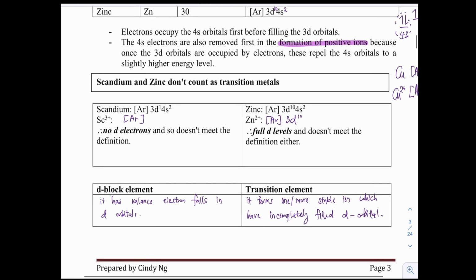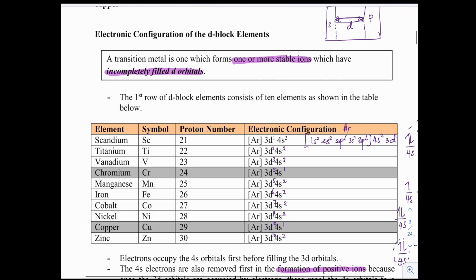Okay, so in past year questions, this is one of the questions where they ask you to differentiate the D block elements from transition elements. So in this part, the definition of a transition metal is very important.